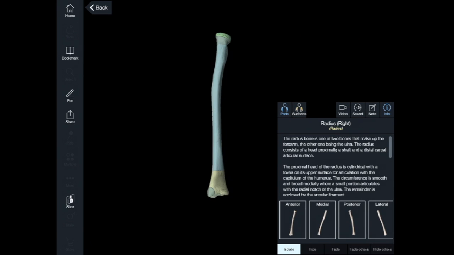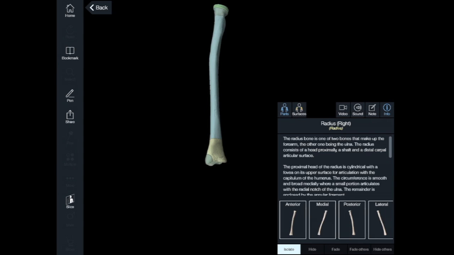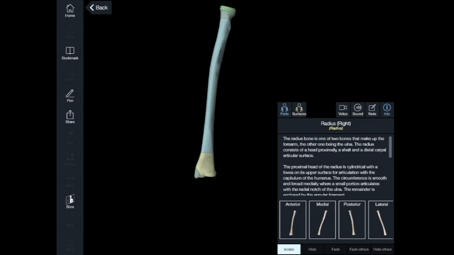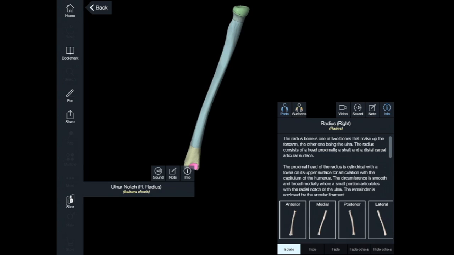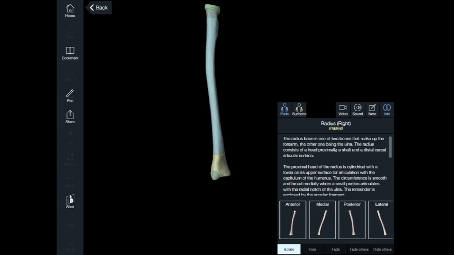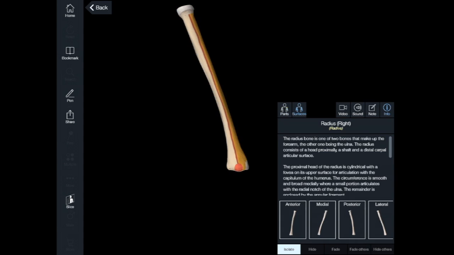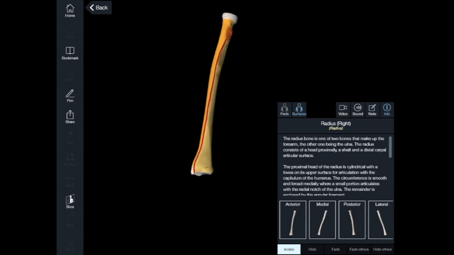So again, we're gonna move on to the distal end of the radius, or the lower end. At the distal end of the radius, laterally, we've got the styloid process, and medially, we've got the ulnar notch, which articulates with the head of the ulna, and posteriorly, we've got a small tubercle, which is called the dorsal tubercle. And this was pretty much everything about the parts and surfaces of the radius bone.